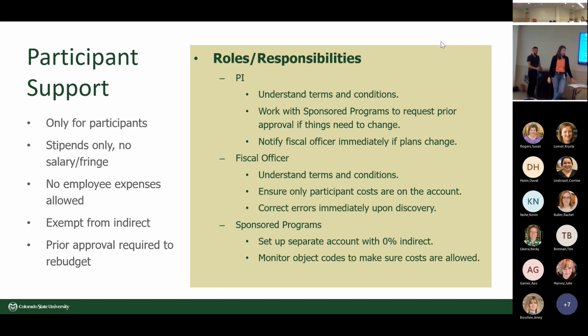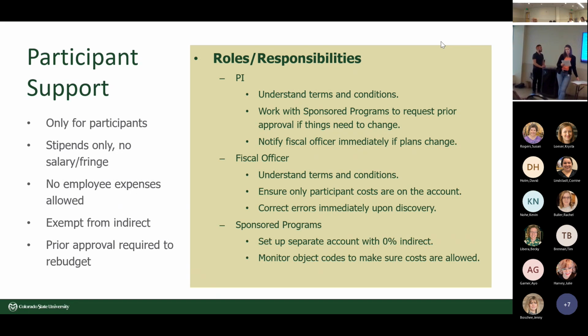Participant support. It is only for participants. Only for participants. Stipends only, no salary or fringe object codes should be on there. No employee expenses are allowed. So again, I think the biggest challenge of this is when an employee is benefiting from something that you're already purchasing, like a meal or event, you really do need to pull out that individual cost and charge it somewhere else. It is exempt from indirect and a prior approval is required for rebudgeting.